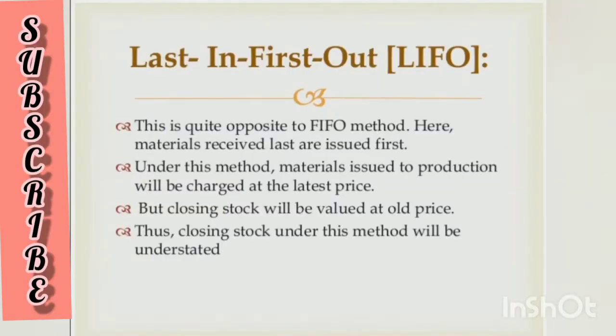According to this method, whatever materials we receive last are issued first for the production process. So we call it last in first out, meaning the materials received last will be issued first. Whatever closing stock we have at the end of the time period will be valued at the old price, because the newly arrived stock has already been issued and we will not have any new stock in the closing stock. So the closing stock will be valued at the old price, because it is old stock. That is the meaning of the LIFO method.